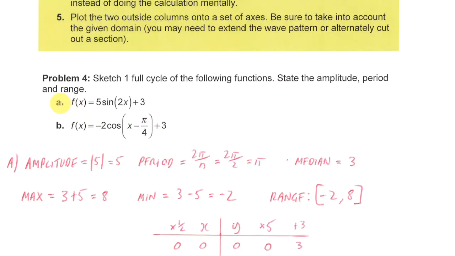Okay, so I'm going to leave A. I'm not going to explain A, but I will explain B. So we've got f of x equals negative 2 cos of x minus pi on 4 plus 3. So we've got a bit of everything going on here.